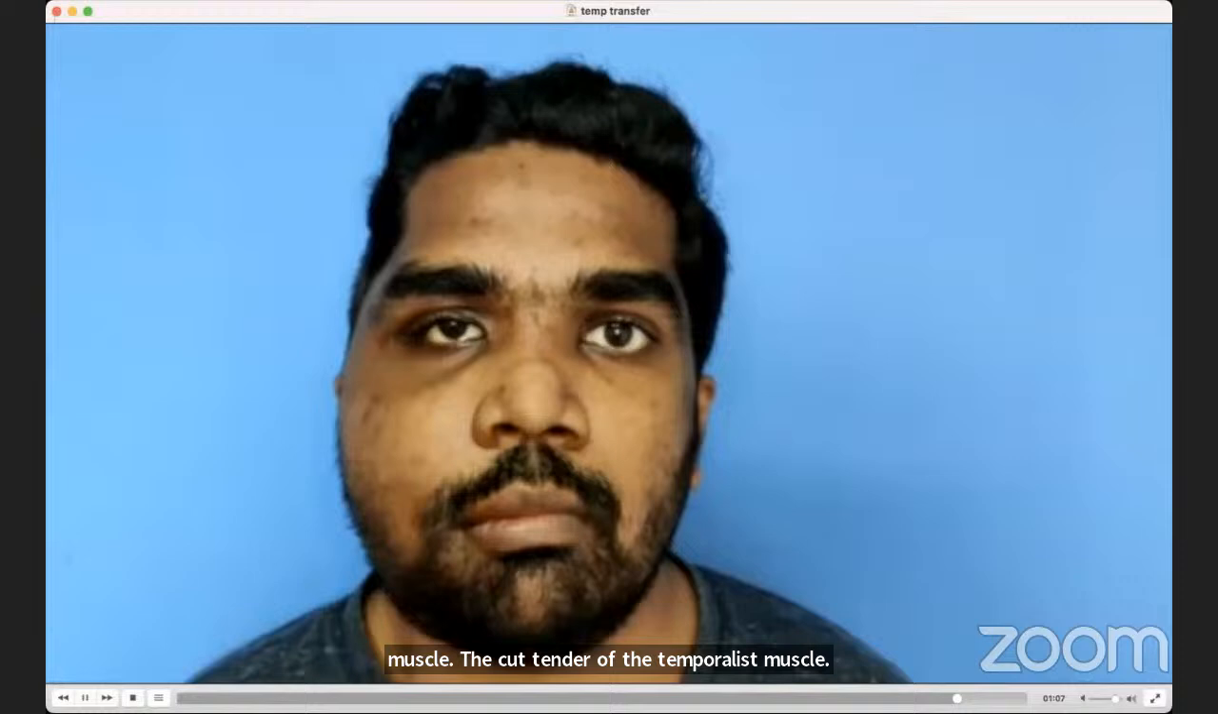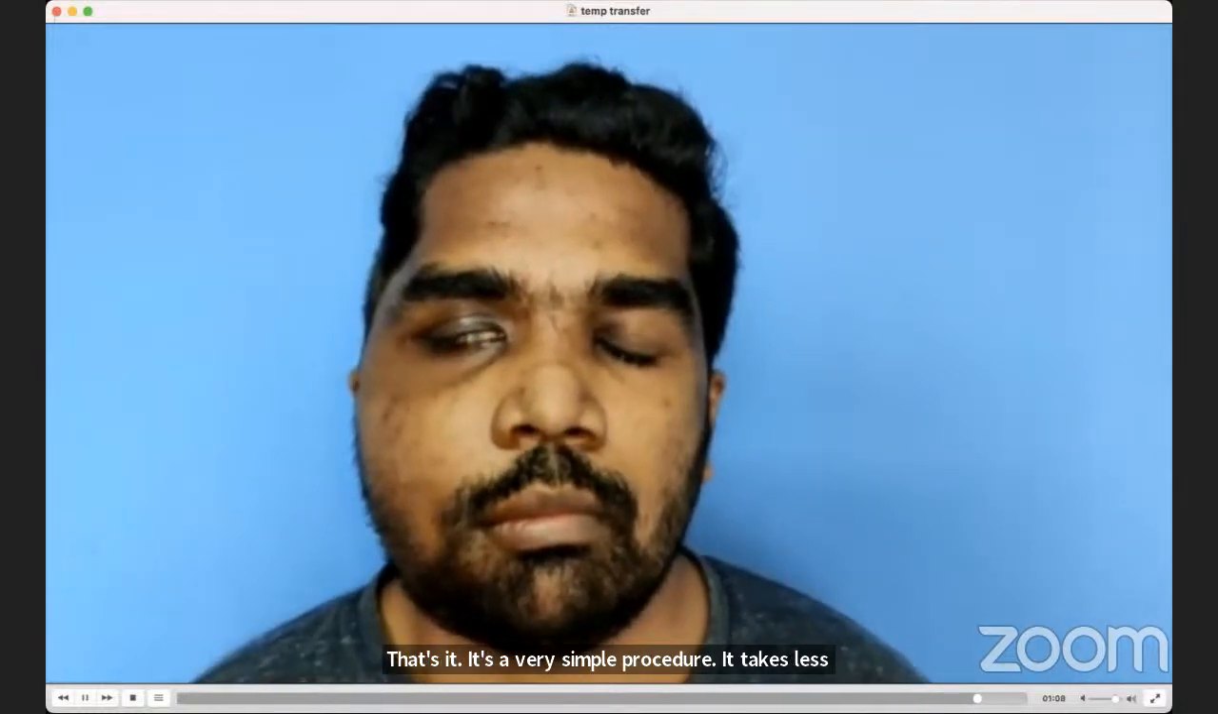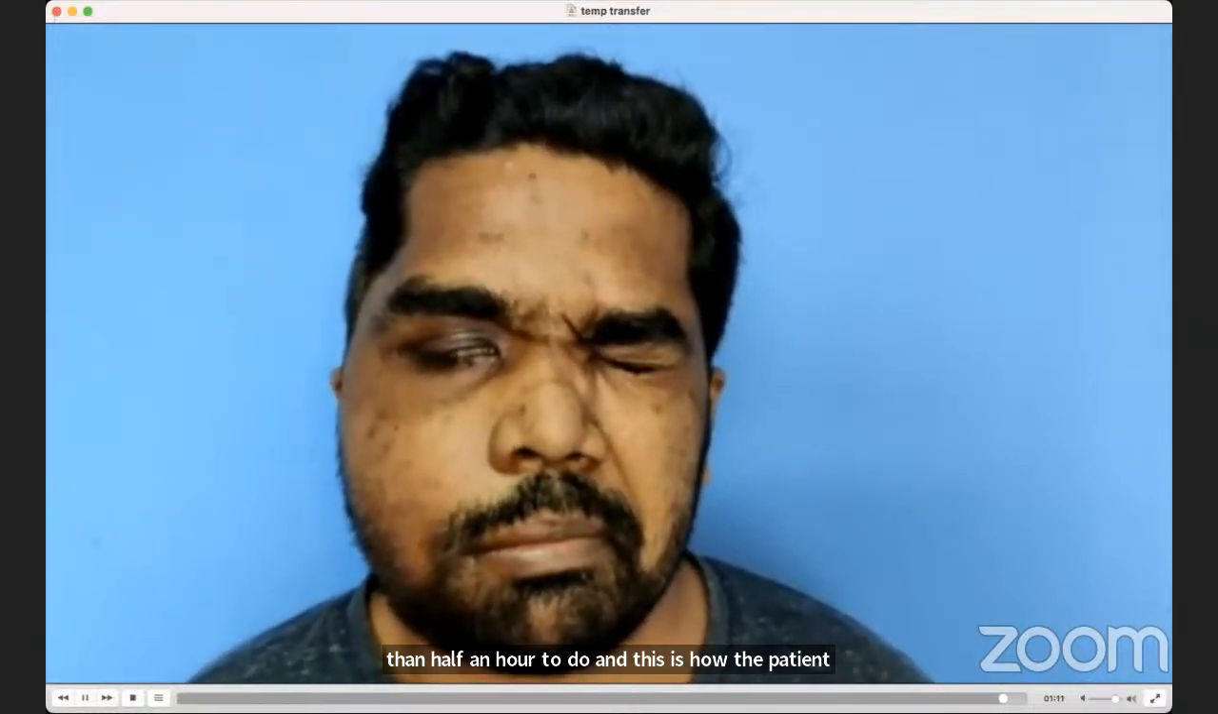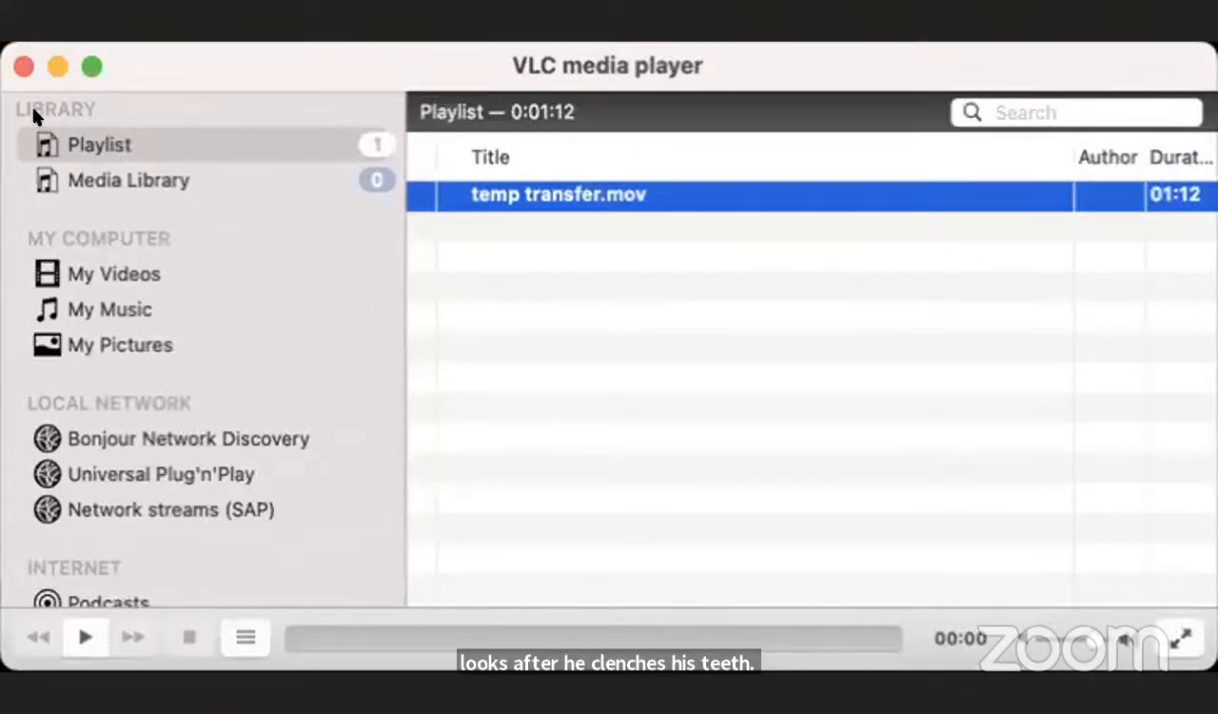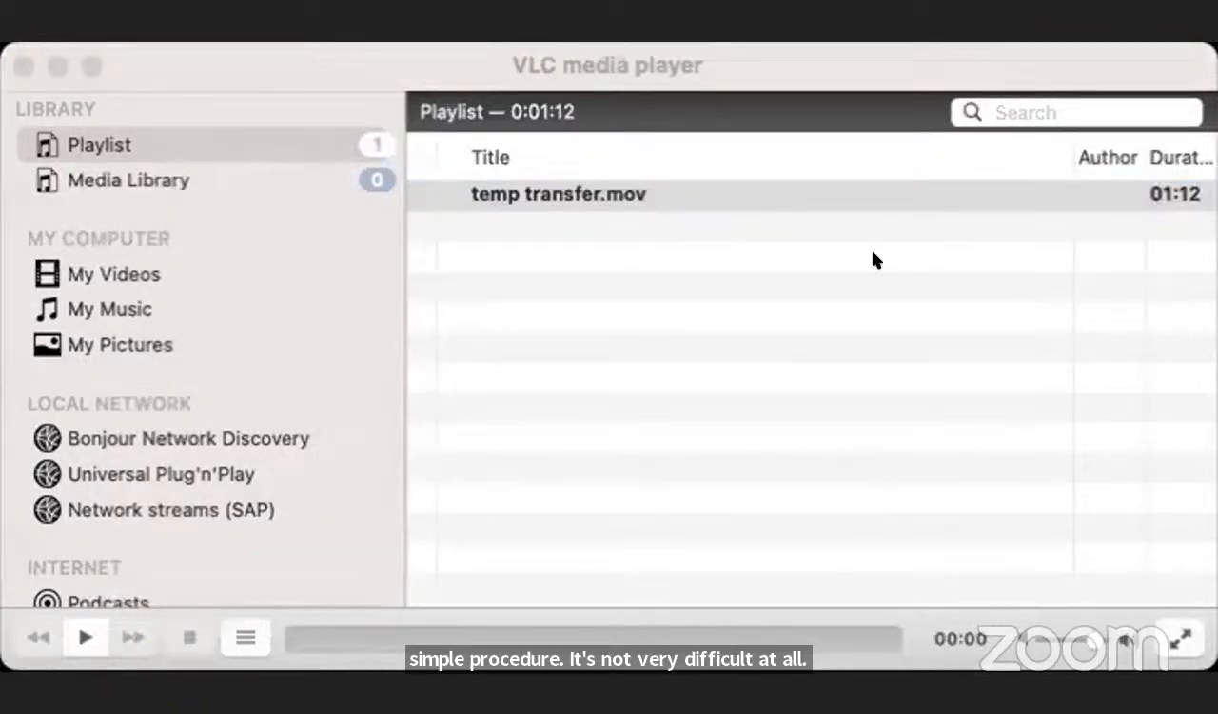It takes less than half an hour to do. And this is how the patient looks after he clenches his teeth for the eye closure on that side. So it's an extremely simple procedure. It's not very difficult at all. I strongly suggest, I'll post this on my YouTube channel in some time, but it's very simple to do. So I suggest that all of you try doing it.